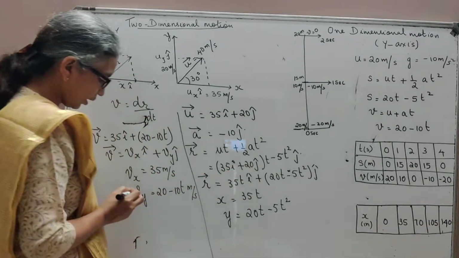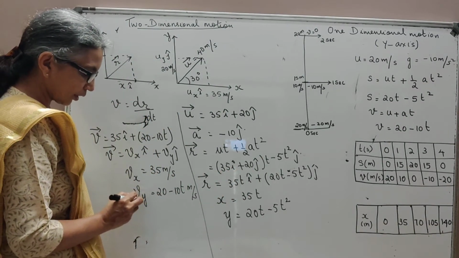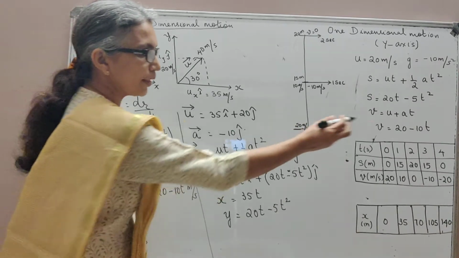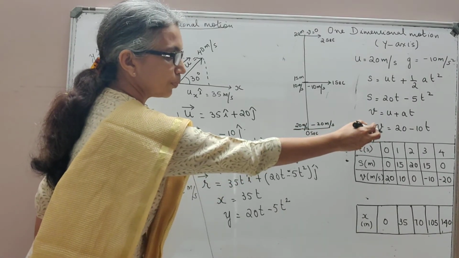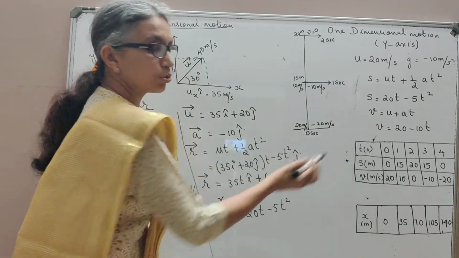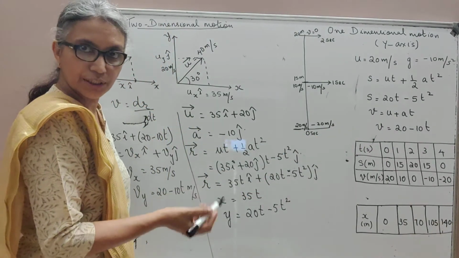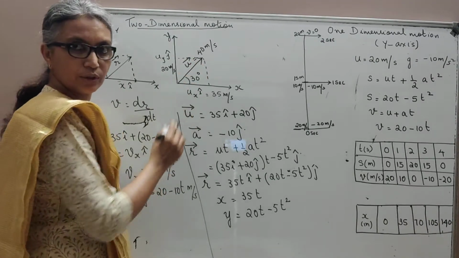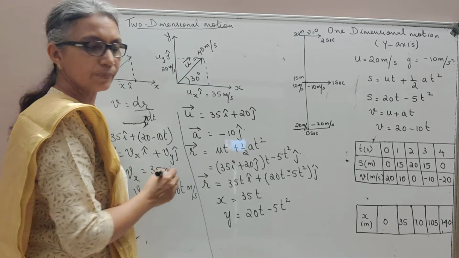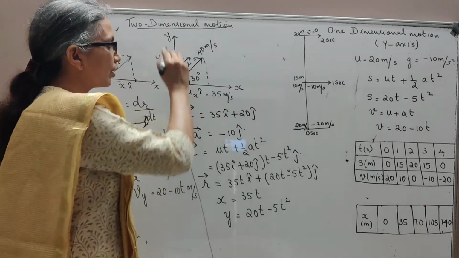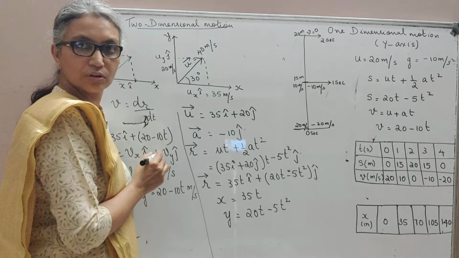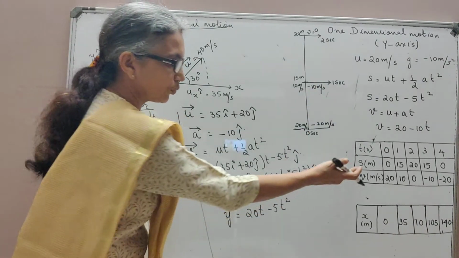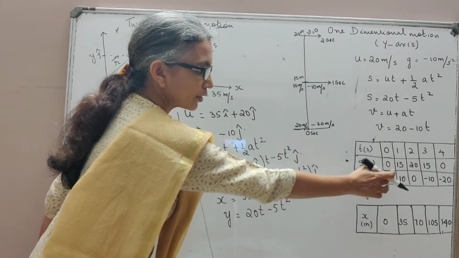Similarly, if you look at the instantaneous velocity along the y-axis, it is 20 minus 10t meter per second, which is the same as our one-dimensional motion of the body moving along the y-axis, v equal to 20 minus 10t. This tells you that the variation of the velocity component along the y-axis, in this two-dimensional motion, is exactly the same as that of the one-dimensional motion. We will use this formula and get the same values.